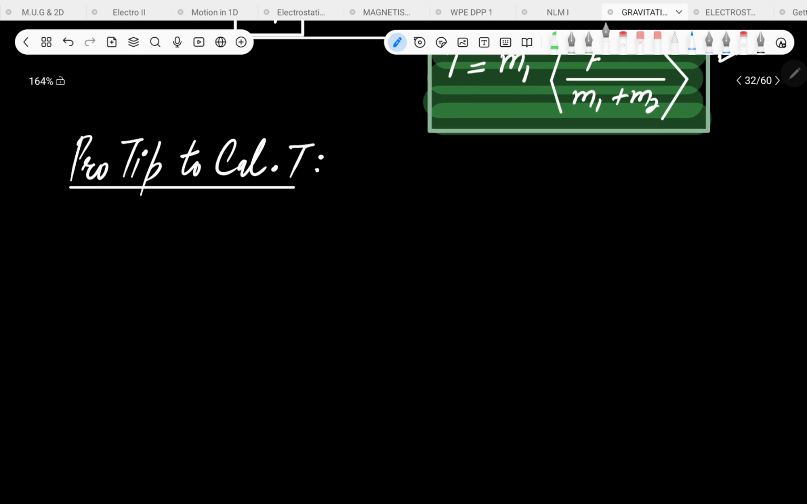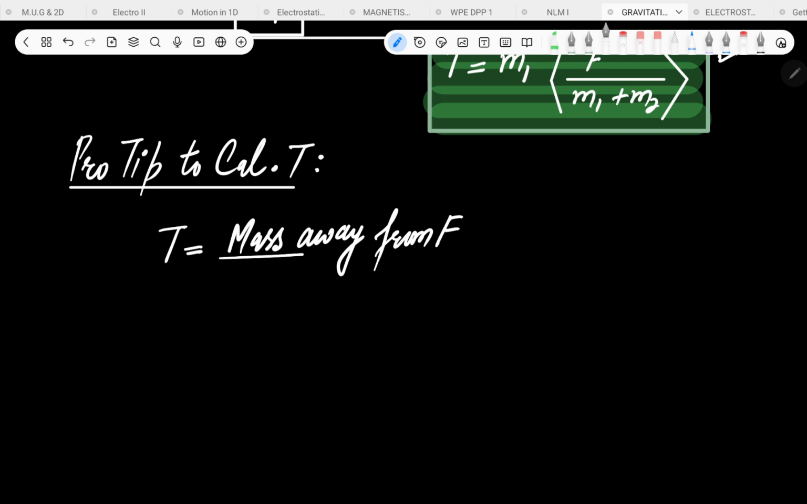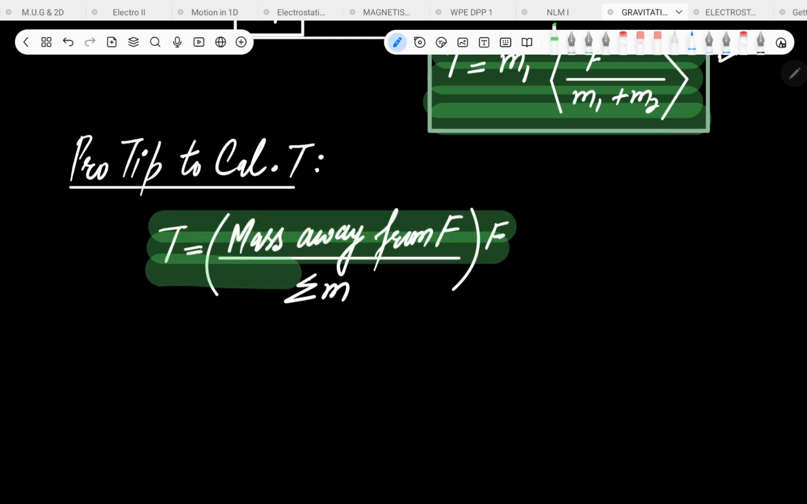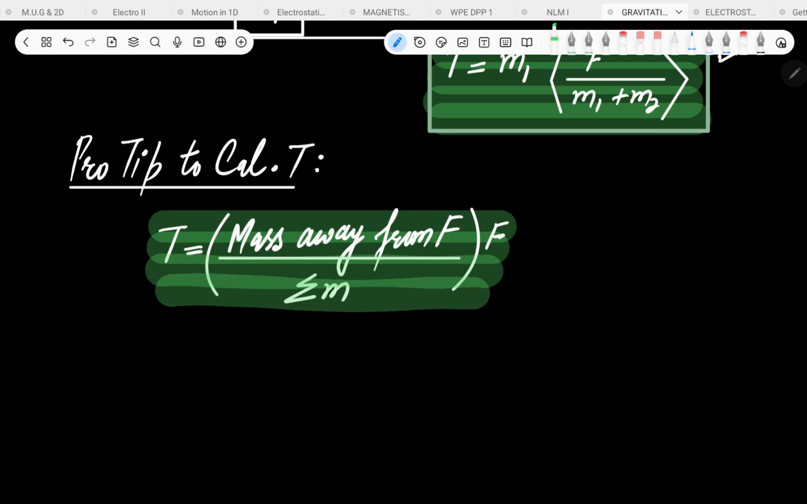So let me write down here. The tension in the string is equal to the mass away from capital F, divided by the total mass, that means the summation of all the masses, multiplied by the external force, which is F. Okay, so this is the shortcut trick to calculate tension without calculating the acceleration of the system.